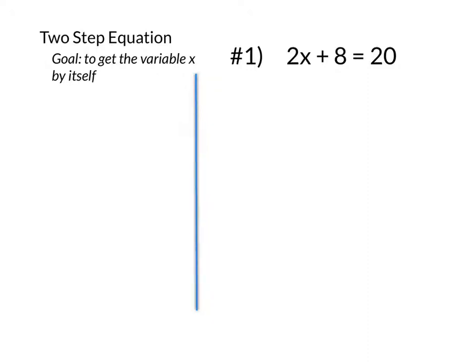2x plus 8 equals 20. Our first step, once again, is to divide the equation into 2 parts. And we know whatever we do to one side, we have to do to the other. I can see here that we are adding 8. And if I want to get that out of there so I can have 2x by itself, I know I have to do its opposite, which is subtract 8. And I need to do that to both sides.